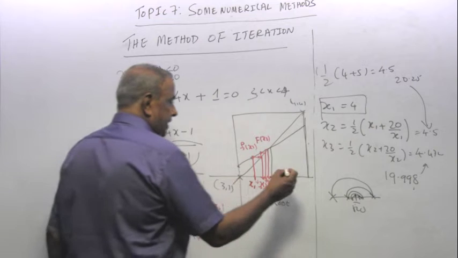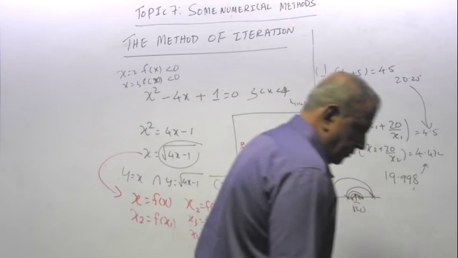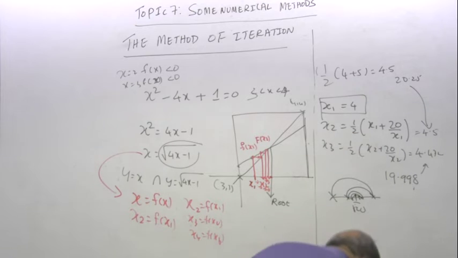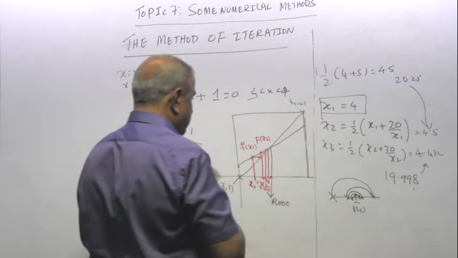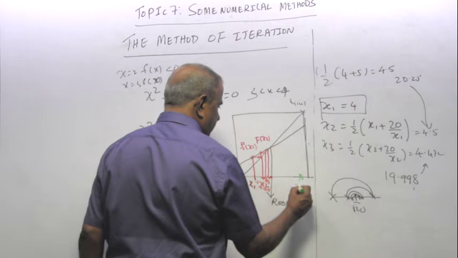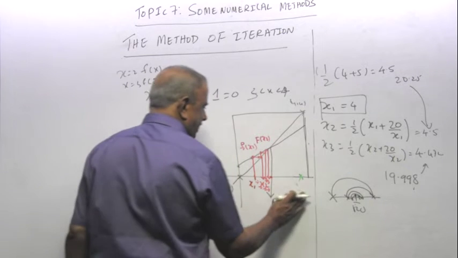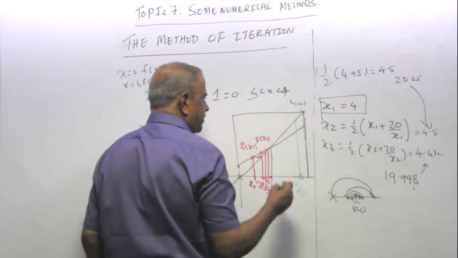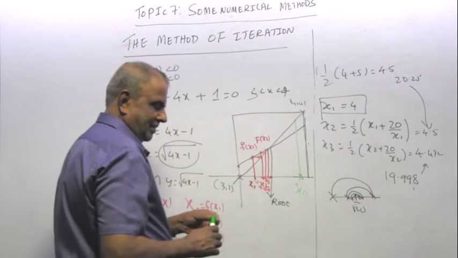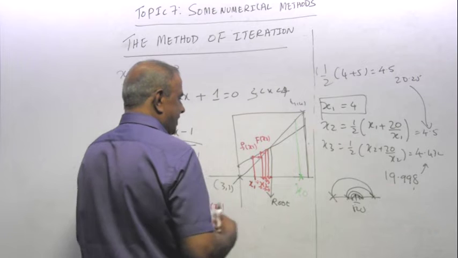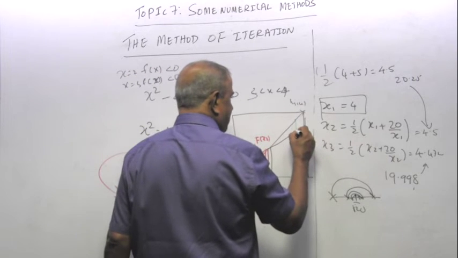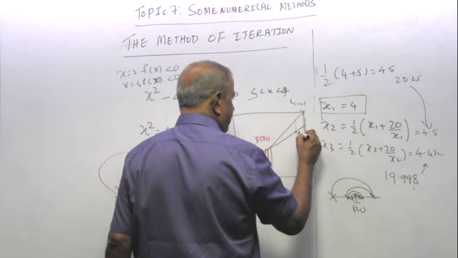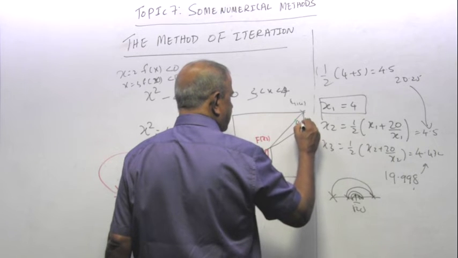Suppose instead I take, let me use a different color. I hope I have a different color. Yes, there is a green. Okay. Suppose I take x naught to be that, y naught to be that instead. Now, do you agree? This is f of x naught. Interesting. Yeah? This will be f of x naught. No, that is f of x naught.